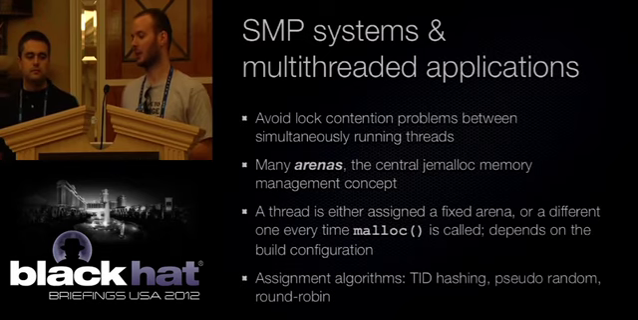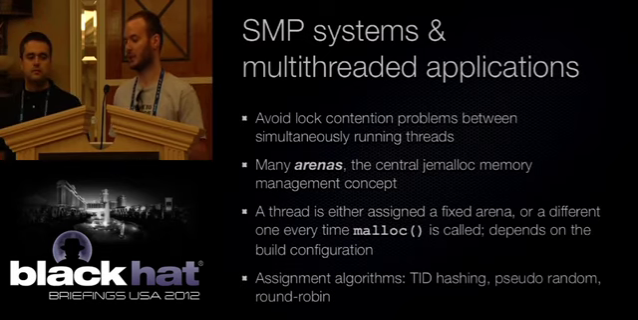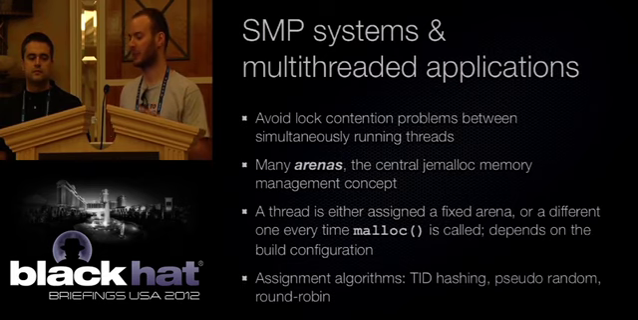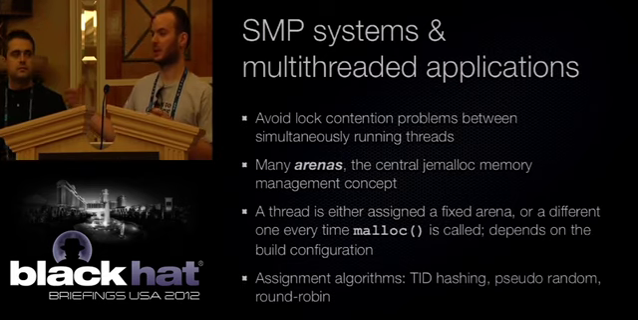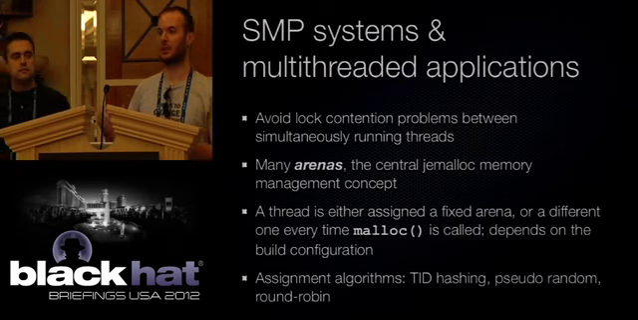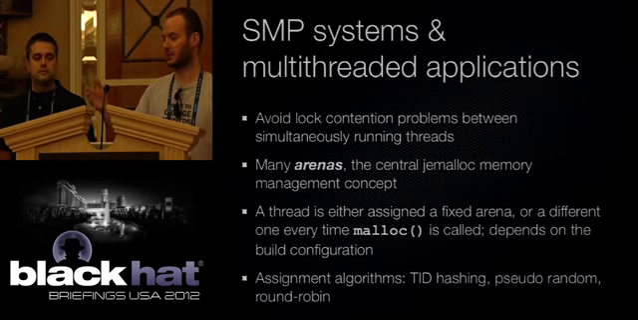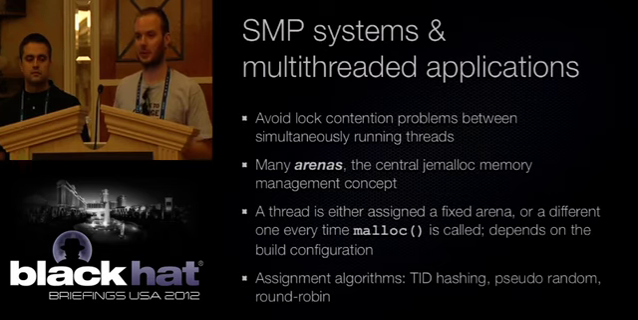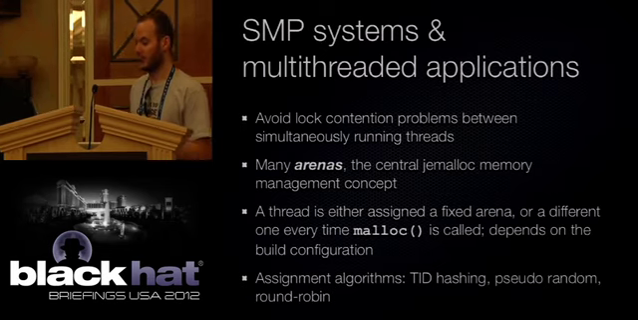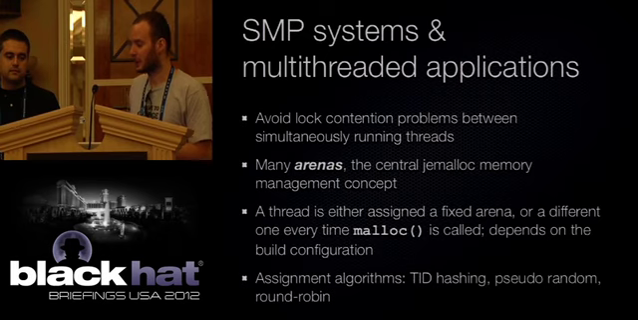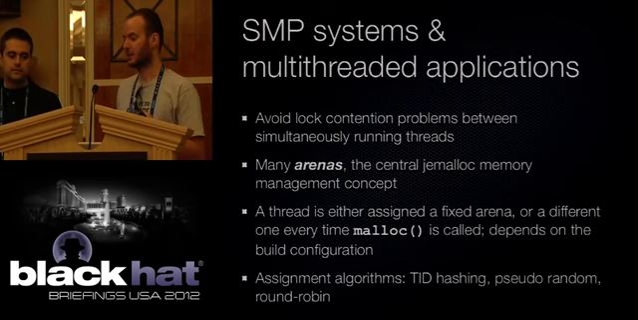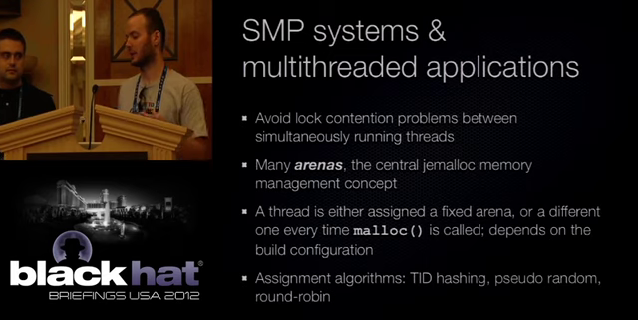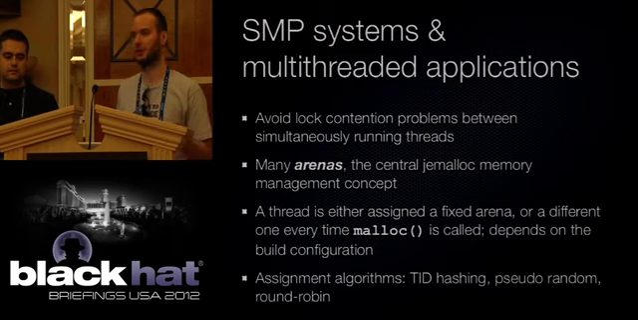To solve this problem, Jemalloc initializes a finite set of arenas, and it load balances the malloc requests coming from several threads on this fixed set of arenas. An arena is nothing more than a simple data structure used for bookkeeping information. So, whenever a thread calls malloc, Jemalloc assigns either a fixed arena to this thread or a different one every time malloc is called, depending on the build configuration.